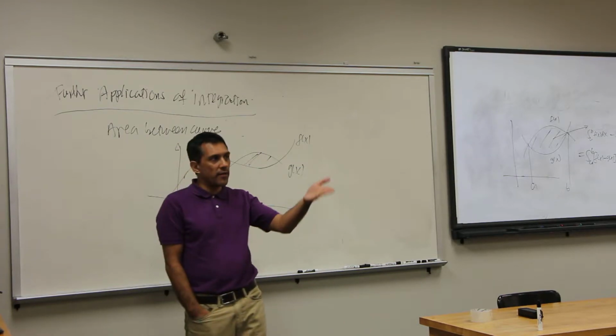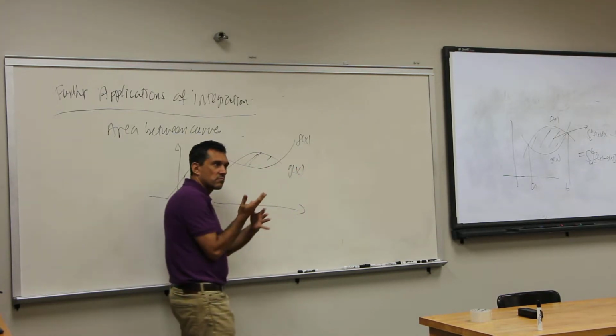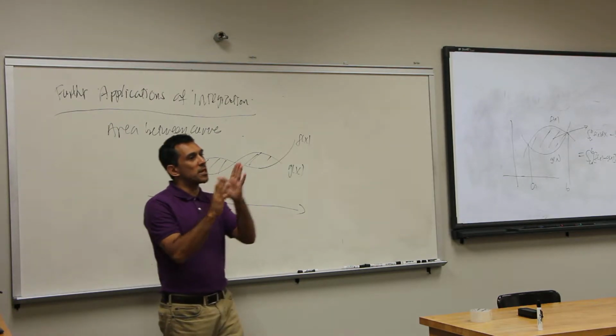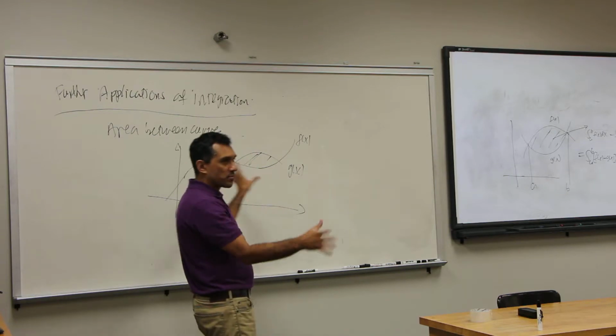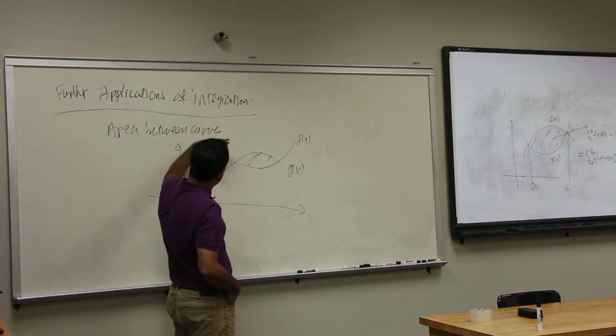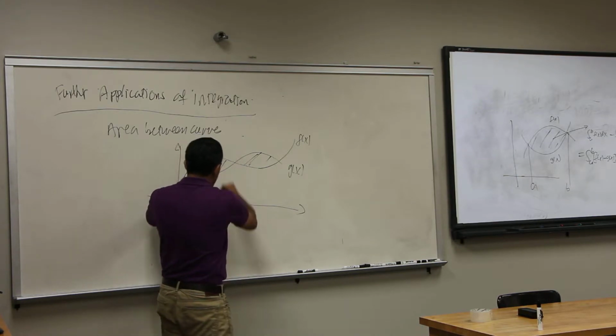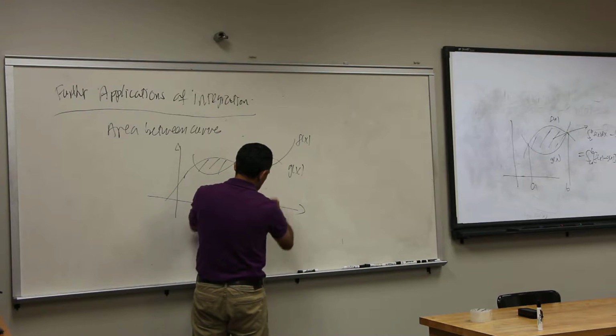So, if you have two functions and you are trying to find the area between them, you want to keep your head straight. You will have to break this up into two integrals. That is to say, find the area under that, minus the area under that, then find the area under that, subtract the area under that.